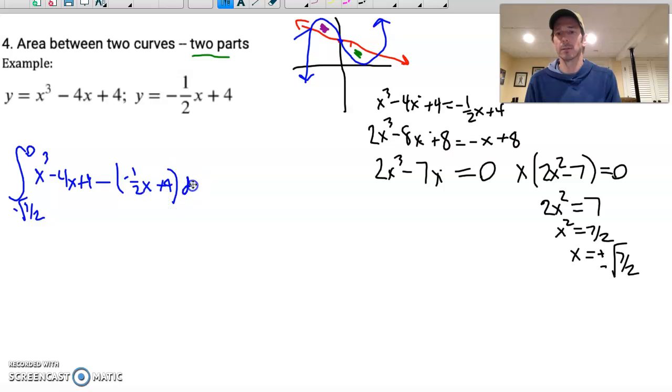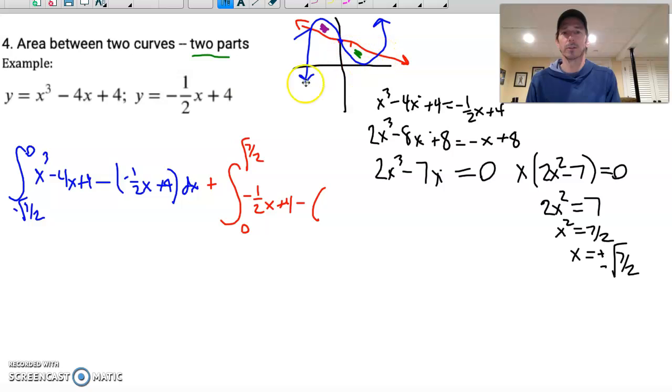Again, notice, put this dx here to be official. That is going to have to be distributed. Then I'm going to add, because I have a whole second piece here, and I'm changing this one to red because the line's on top, but they start at 0. And it goes up to what again, this point must be the positive square root of 7/2. So that's my upper bound. Line is on top, so I'm going to go negative 1/2 x plus 4 minus the cubic function, this whole thing is underneath it, so that's going to be x cubed minus 4x plus 4. That would all have a dx.